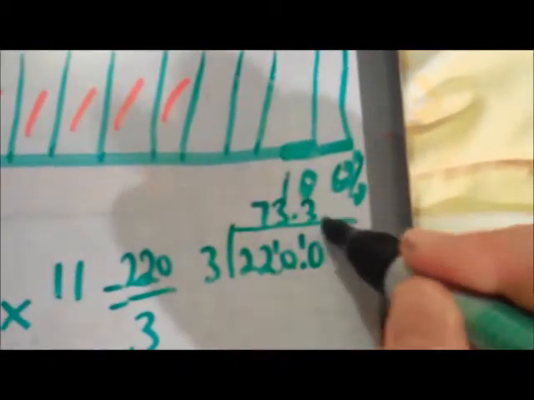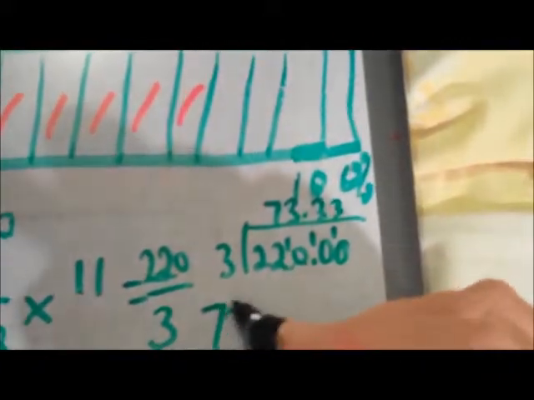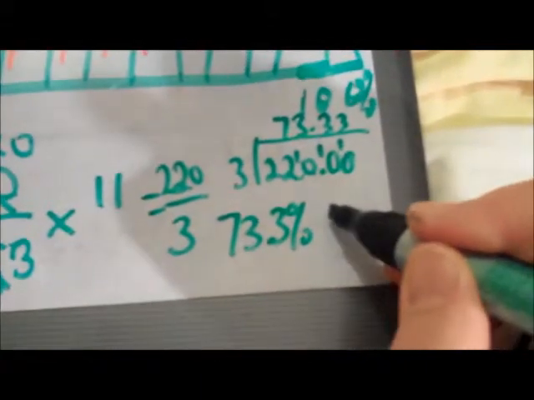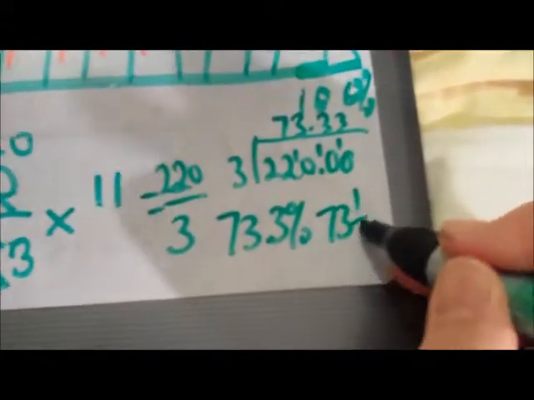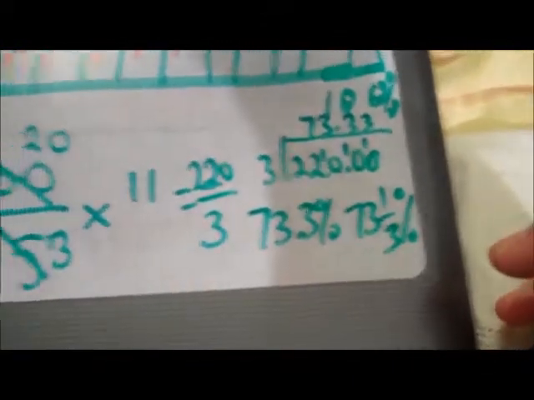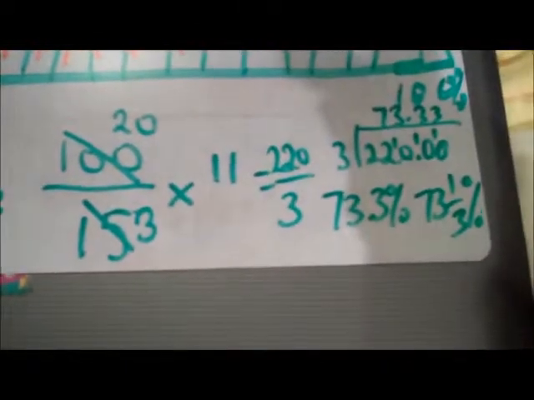And I'm going to go on, every time there's going to be one left over. So it's 73.3%, or you could write that as 73 1/3%. There you have it, 11/15 as a percentage.